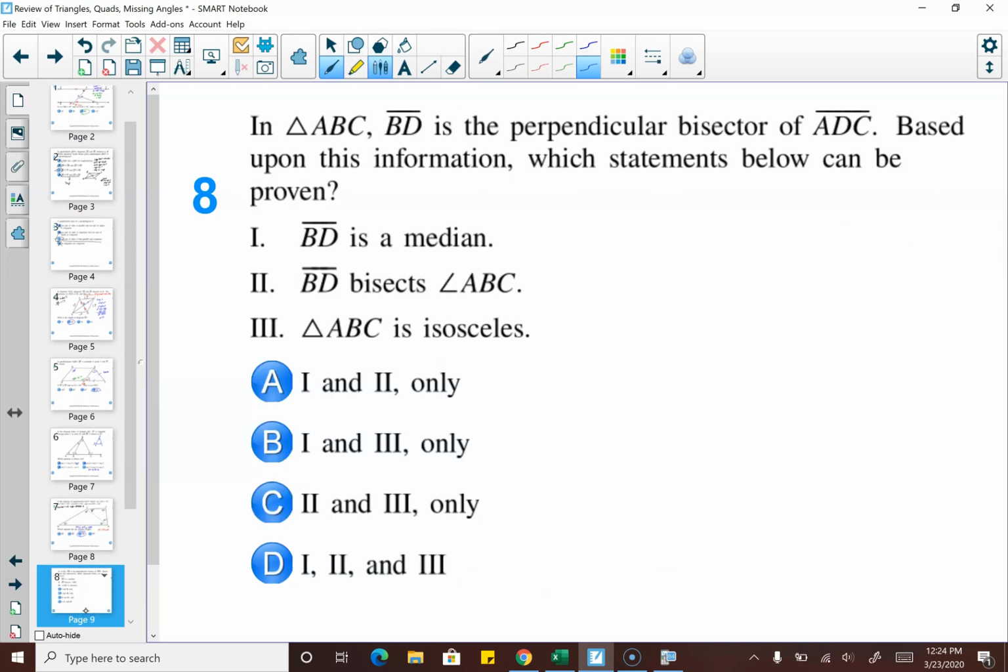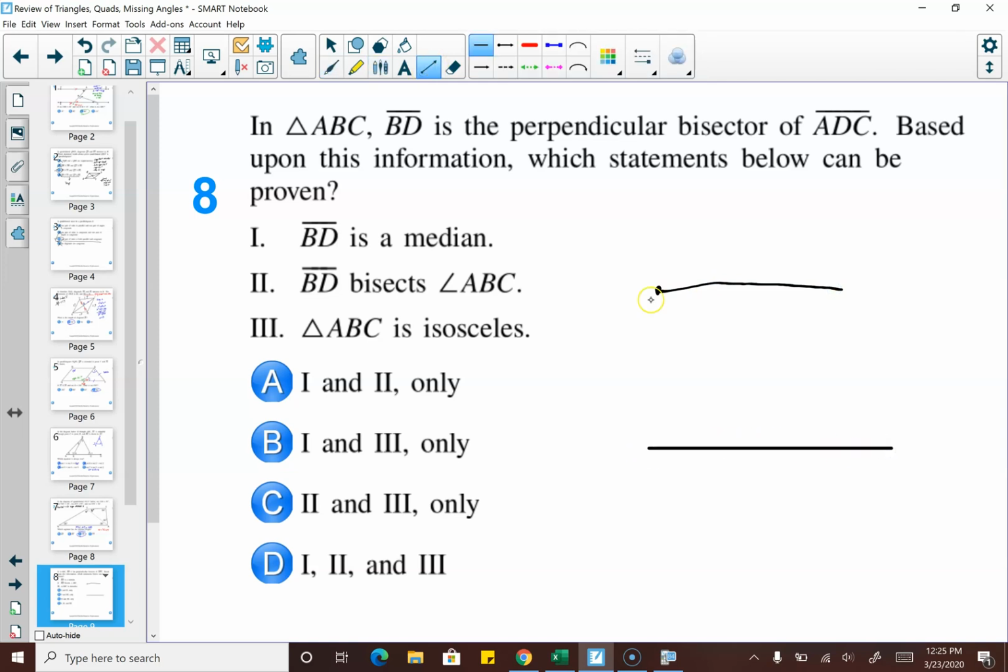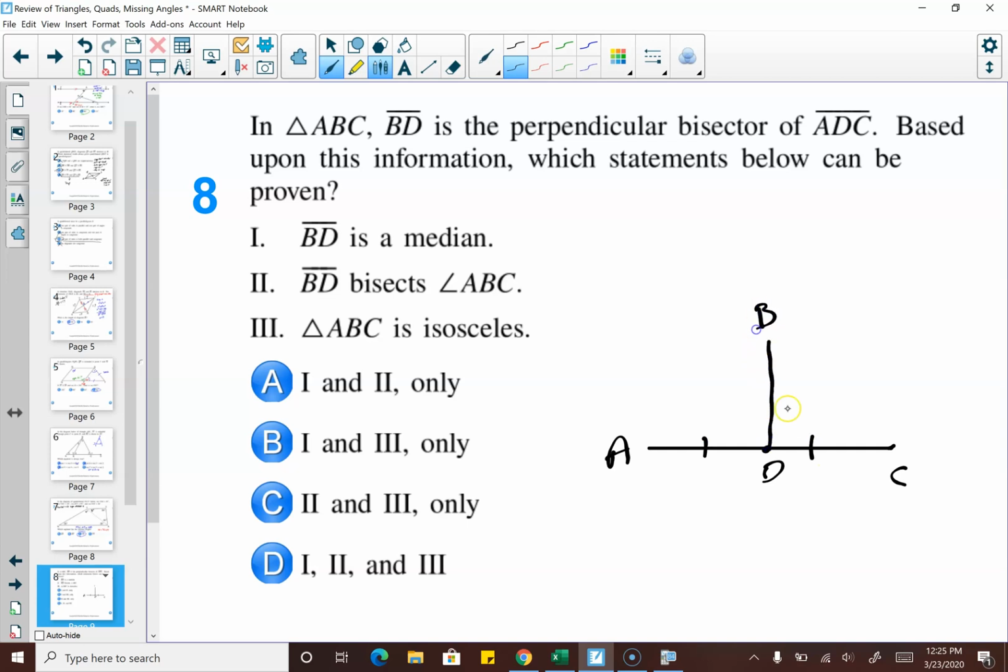In number 8, BD is the perpendicular bisector of line ADC. Based upon this information, what can be proven? So if we have line A, and we'll put point D in the middle, right? And it told us it's the perpendicular bisector, so we know we've got right angles there.